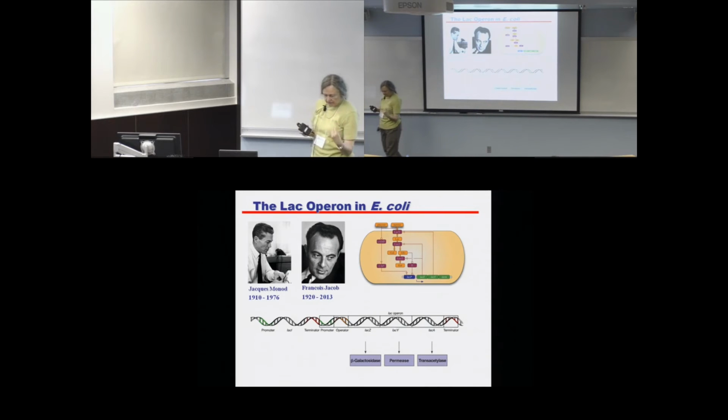And if the bacteria has only lactose for food, it will make these two proteins, and then it can take up the lactose and then use it. But if there's no lactose present, it won't make those proteins. And if there's a mixture of glucose and lactose present, it'll use the glucose first and then turn on those proteins, make those proteins, and use the lactose.